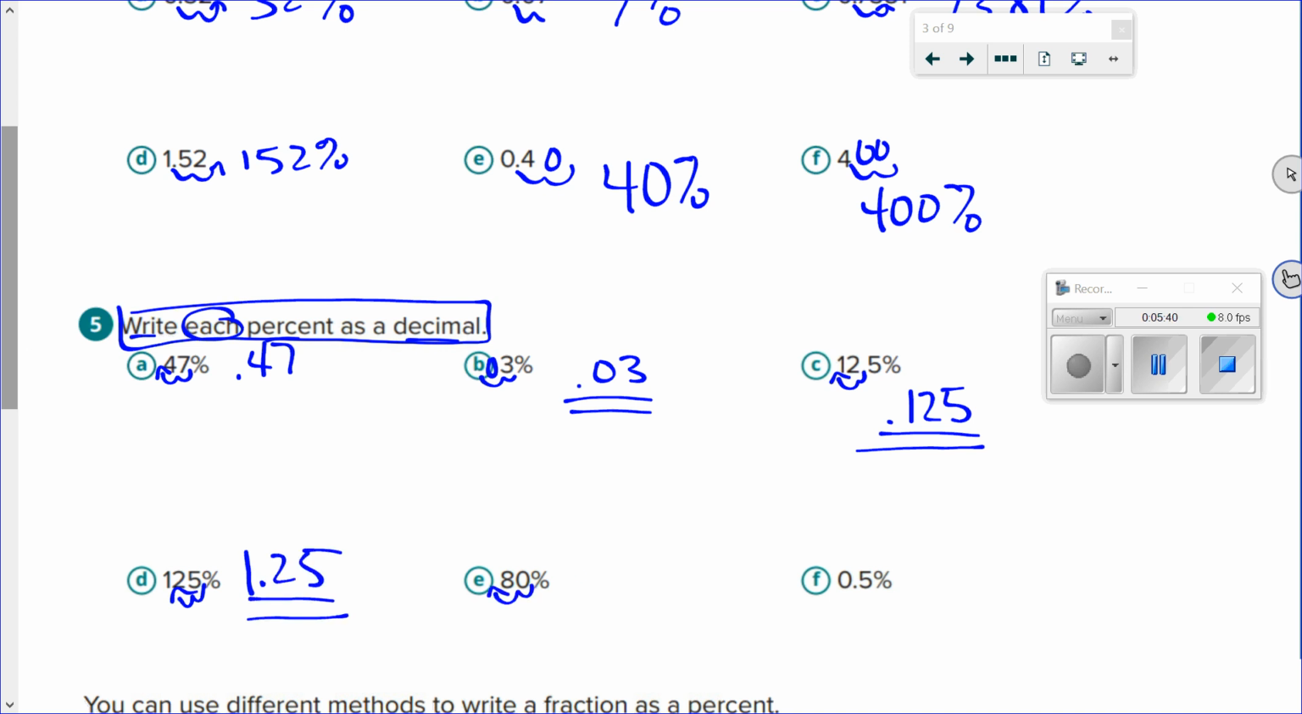Now on this one, technically it's 8/10. Would it be wrong if I did 80/100? No? Does it really matter? Not really, but that one again looks better. But either one would be an acceptable answer.